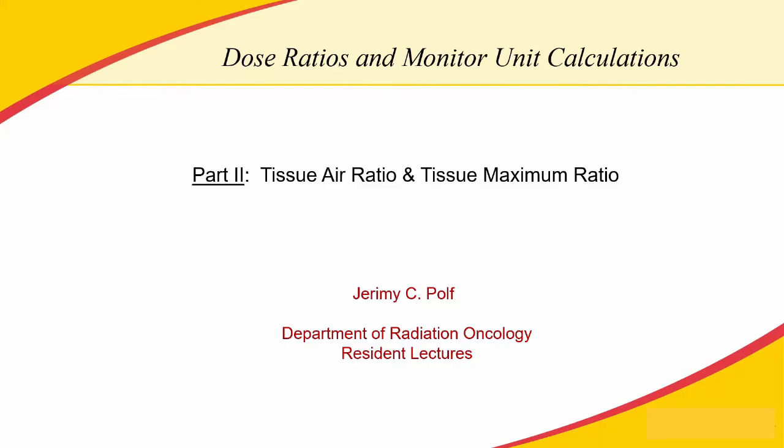Hello everybody, and welcome to part 2 of our video series on dose ratios and monitor unit calculations in radiotherapy. Today we will be talking about two additional types of dose output ratios, namely the tissue air ratio and tissue maximum ratio. These are extensions of the types of ratios and concepts we talked about in part 1 of this series. So if you haven't seen part 1 yet, I would suggest you go back and watch it before you watch part 2 here. But if you have seen part 1, well, let's get started.